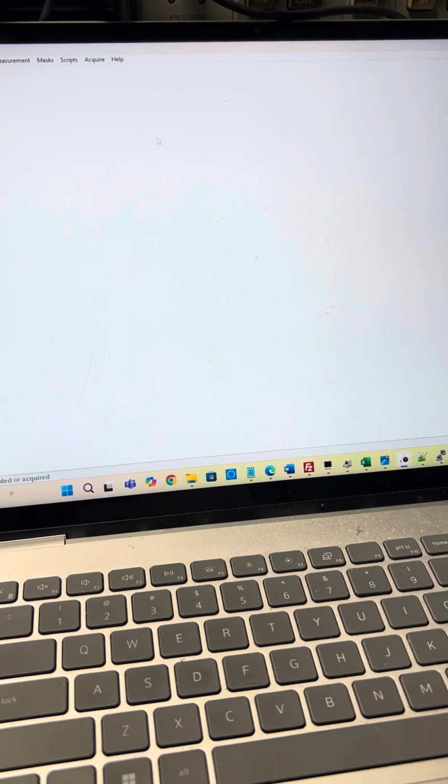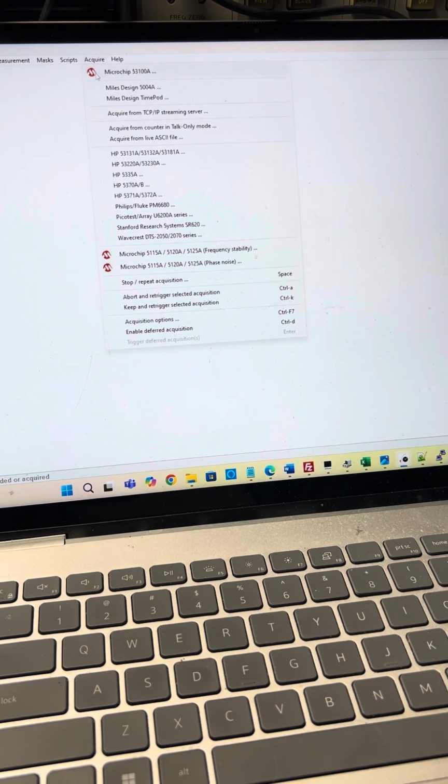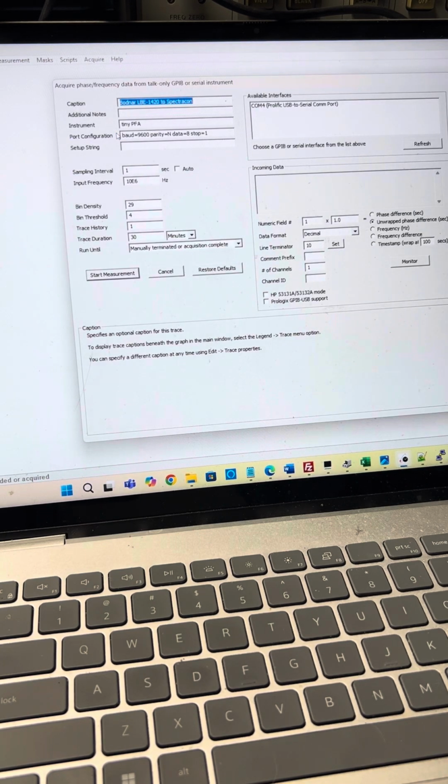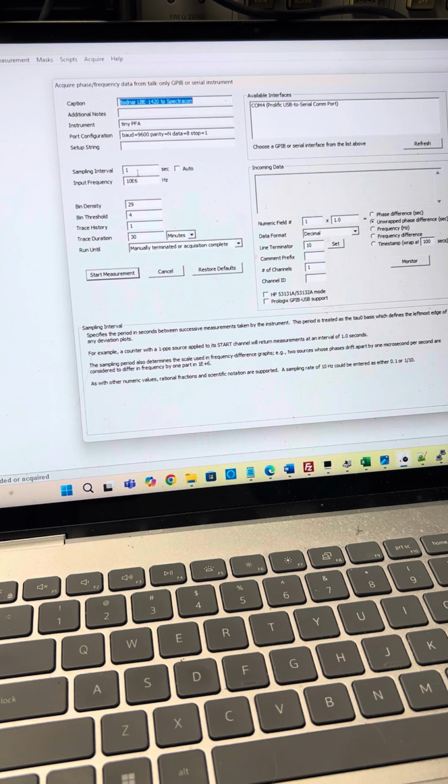All right, we have Timelab loaded, and the first thing that we're going to do is go into Acquire. We're going to select Acquire from a counter in talk only mode. The TinyPFA is a time interval counter, so it just streams data, and we've given this thing a title. We've matched the sampling interval between what is set and configured into the PFA.